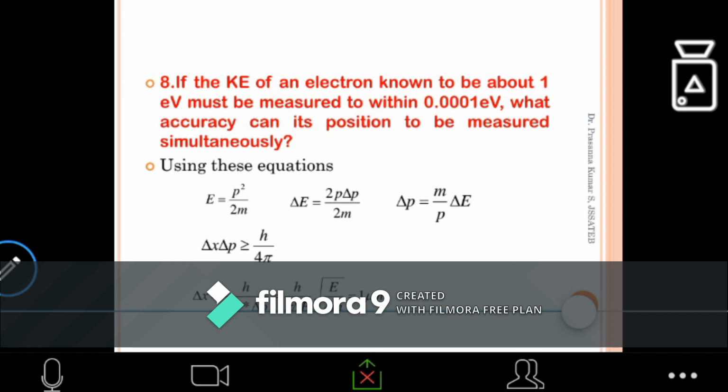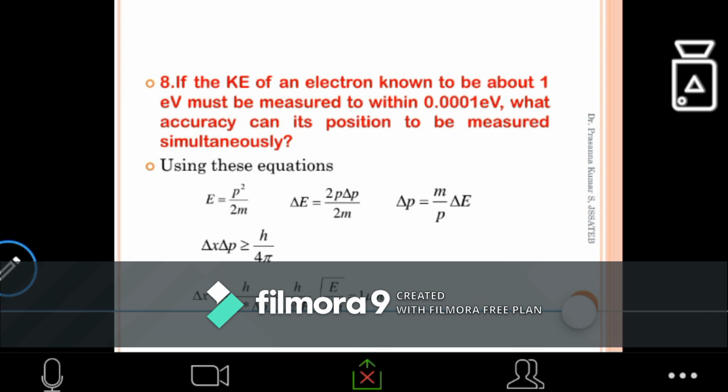So, that is delta E. From this expression, you will get delta p. So, 2 gets cancelled in the second equation. So, you get delta p is equal to m by p into delta E. So, the change in momentum delta p is equal to m by p into delta E. You substitute this into the formula for delta x. Delta x is equal to h by 4 pi.